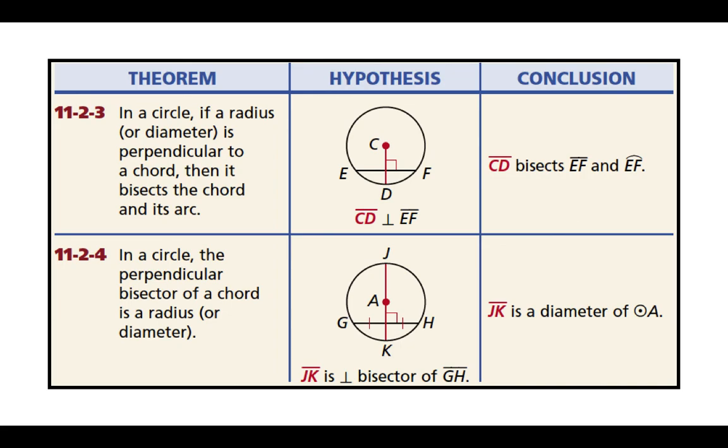All right, here's some more theorems. In a circle, if a radius is perpendicular to a chord, then it bisects the chord and its arc. So, in other words, if I draw a radius like this one and it is perpendicular to EF, then I know that this distance is the same as this one and that this arc is the same as this one. In a circle, the perpendicular bisector of a chord is a radius or diameter. That's just the converse of this. These are basically saying the same thing but in opposite directions.